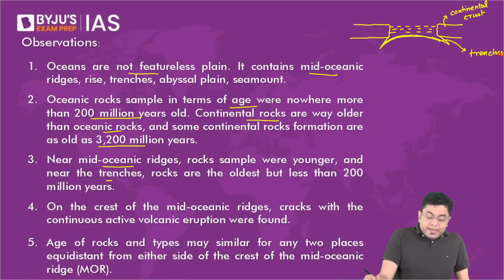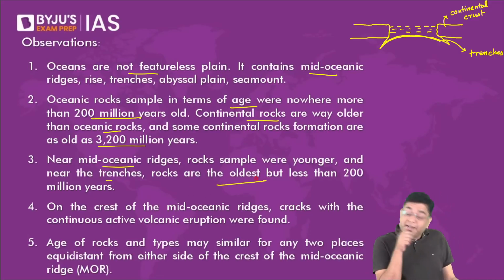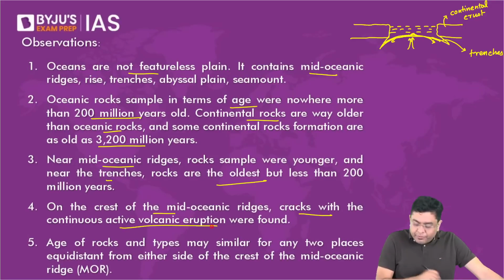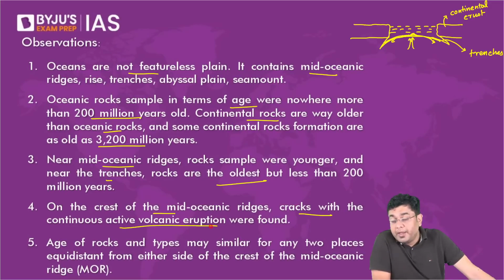Now near the trenches, the rocks were oldest, but they were also not older than 200 million years. Which means what? If near the ridges you have newer rocks, it means volcanic eruption is happening here, that is pushing the older rocks to the side near the trenches. On the crest of the mid-oceanic ridges, cracks with continuous active volcanic eruptions were found, which indicated that volcanic eruptions are a commonality in these areas.